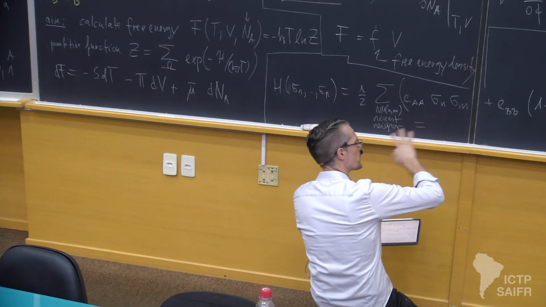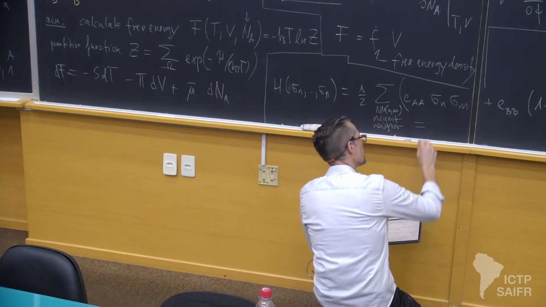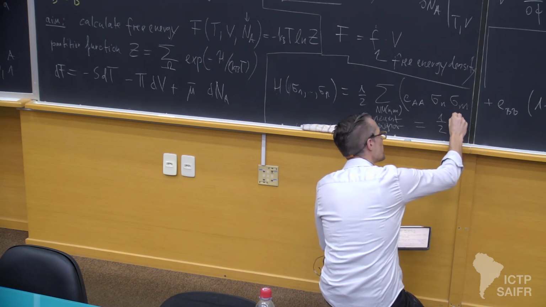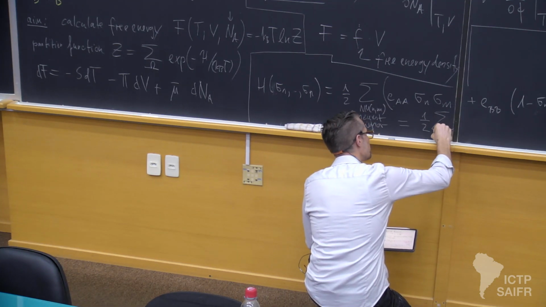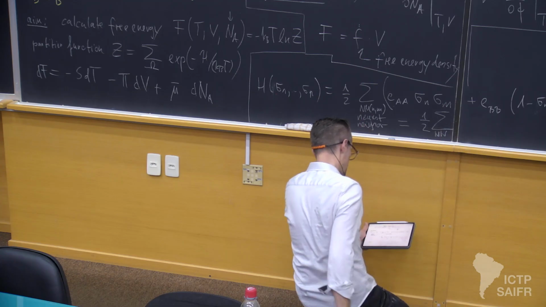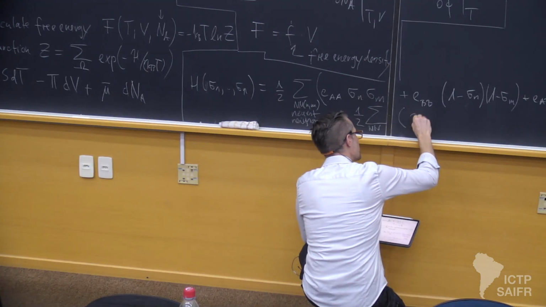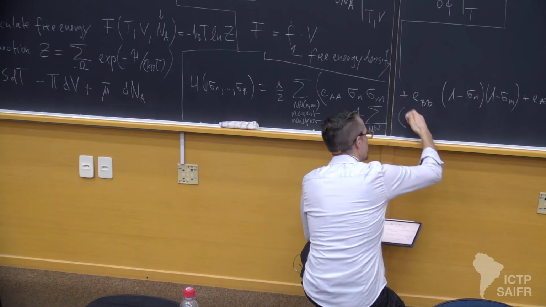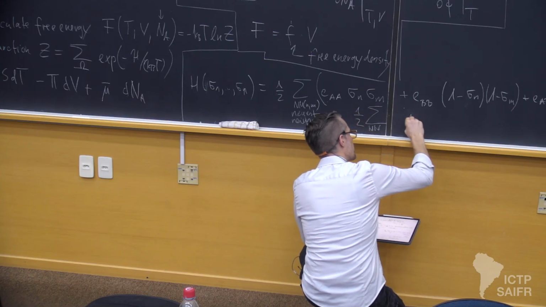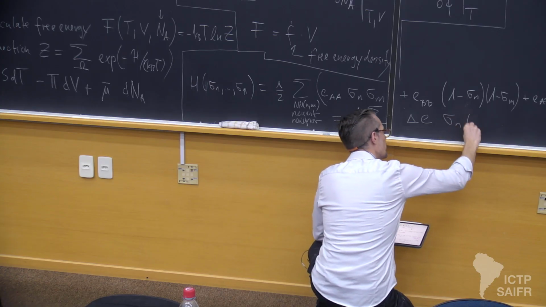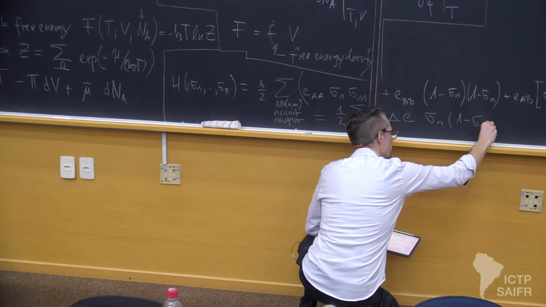This is not just rearranging terms, just algebra. So I have still here 1/2. The 1/2 I have because of double counting. So I can rearrange this and have a very nice form and have here actually 2. Or I write here immediately, I can define a new parameter called delta E. Sigma n times 1 minus sigma m.